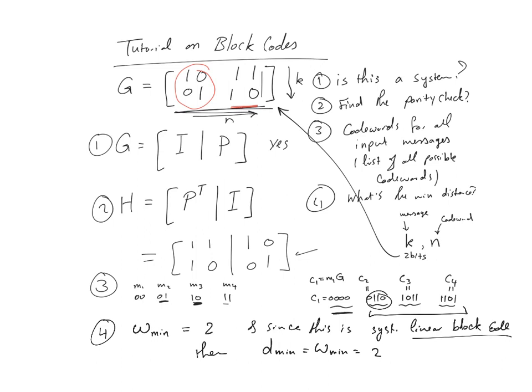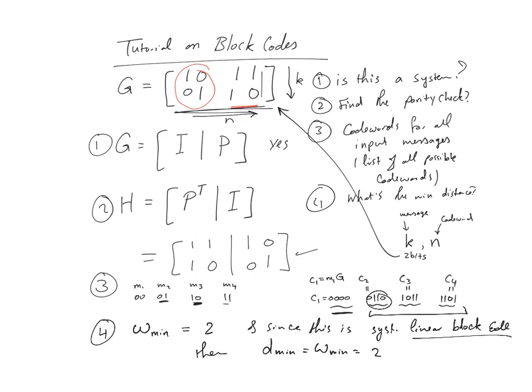Now based on that, I can ask you how many bit errors are guaranteed to be fixed. You can tell me that any number of bit errors that's less than the minimum distance is guaranteed. So basically any 1 bit error can be guaranteed to be fixed.